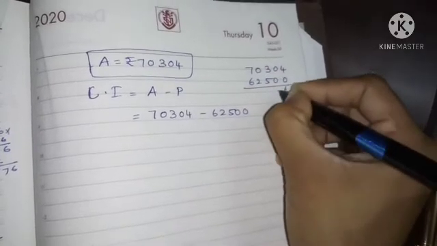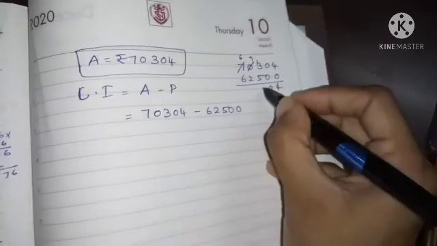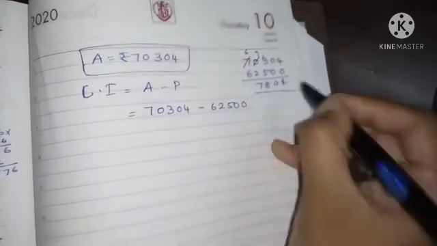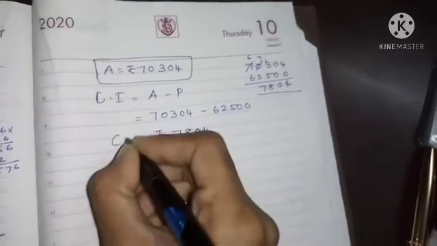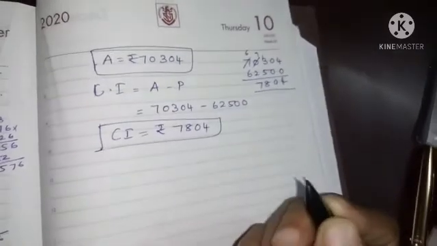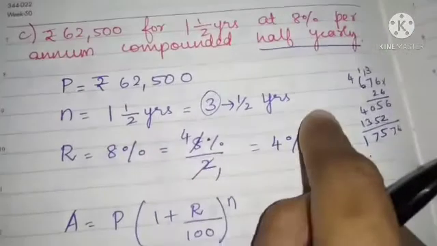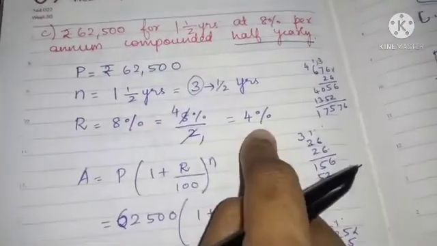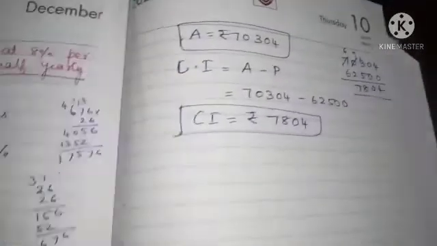62,500. 4 0 6 9 1 8 7. So rupees 7,804 rupees you have paid as the compound interest. So listen, if it is half yearly, this 1.5 years will become 6 months and the rate of interest will be divided by 2. That's all. You just substitute here and find the answer, amount and compound interest.